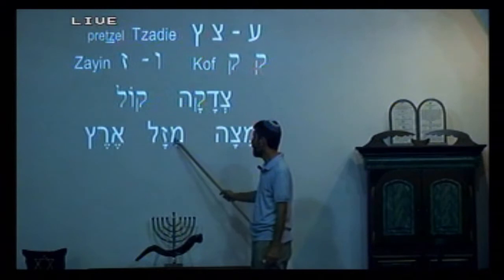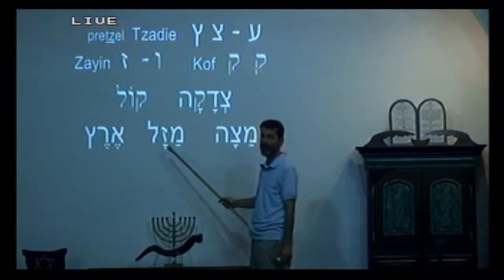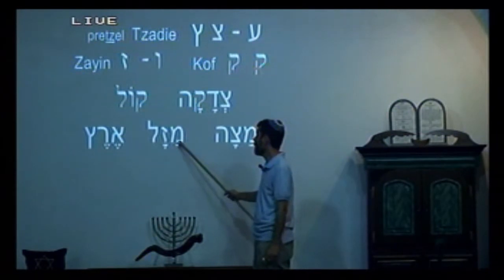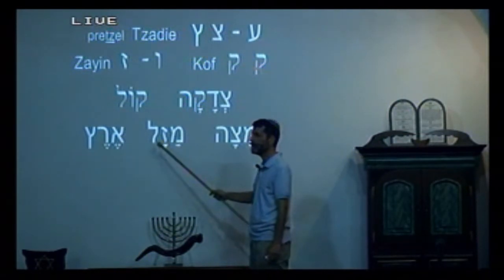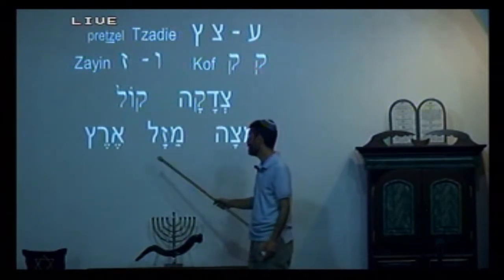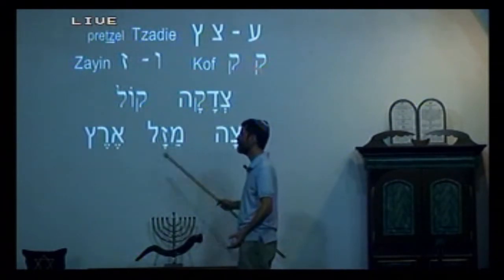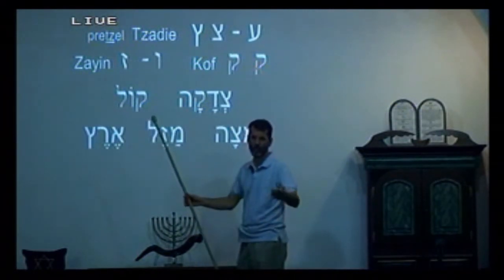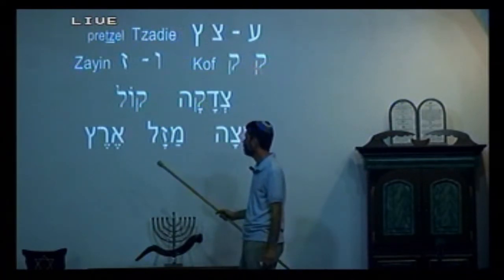The mem, the ah, the zayin, the ah, and the lamed. Mazal, mazel, like in the phrase mazel tov, right? So tov means good, and mazel is like luck or congratulations together, right? So mazel tov.